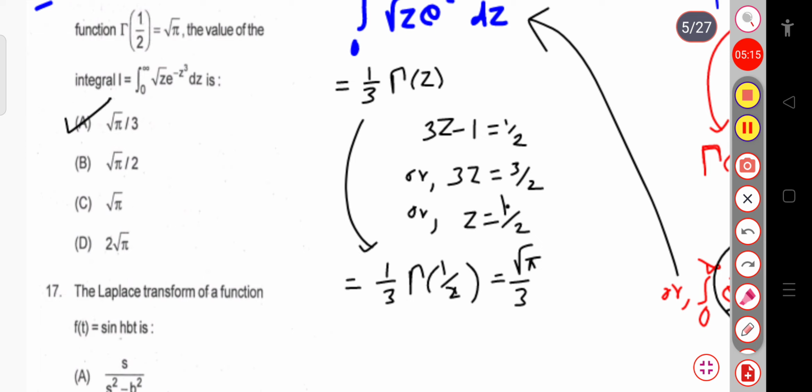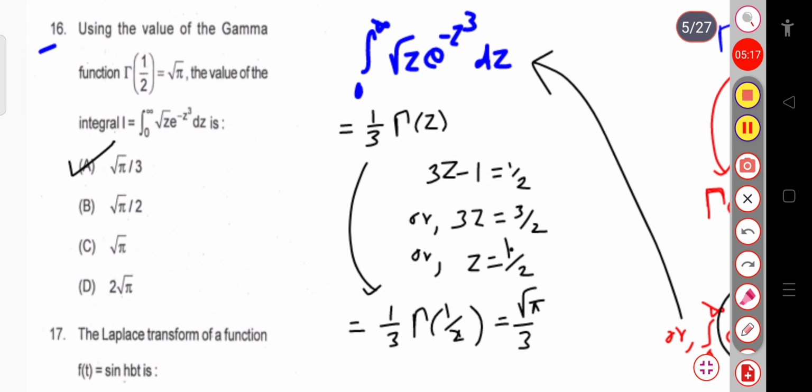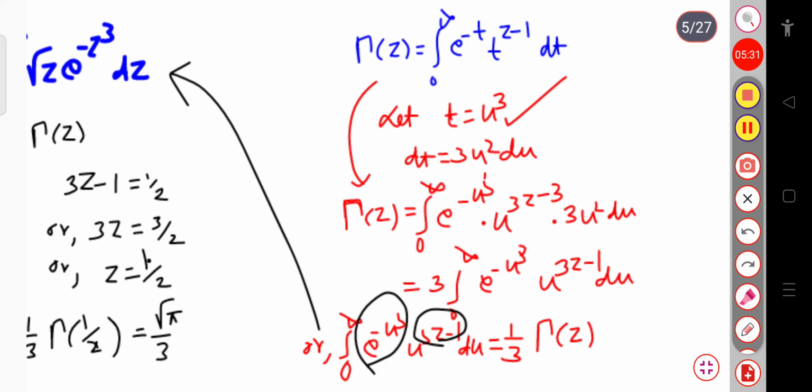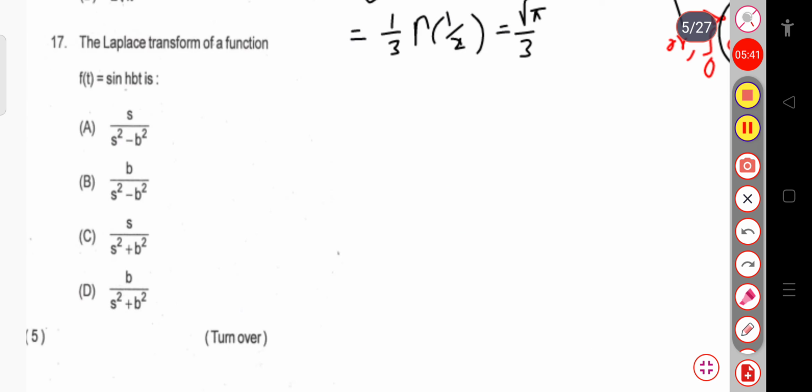Basically, when the question is in this form, that is exponential minus z cube, simply you have to take z power 3 as t. In this way you can solve. You have to remember gamma of z equal to integration over 0 to infinite exponential minus t, t power z minus 1 into dt. Now let us see the next question.